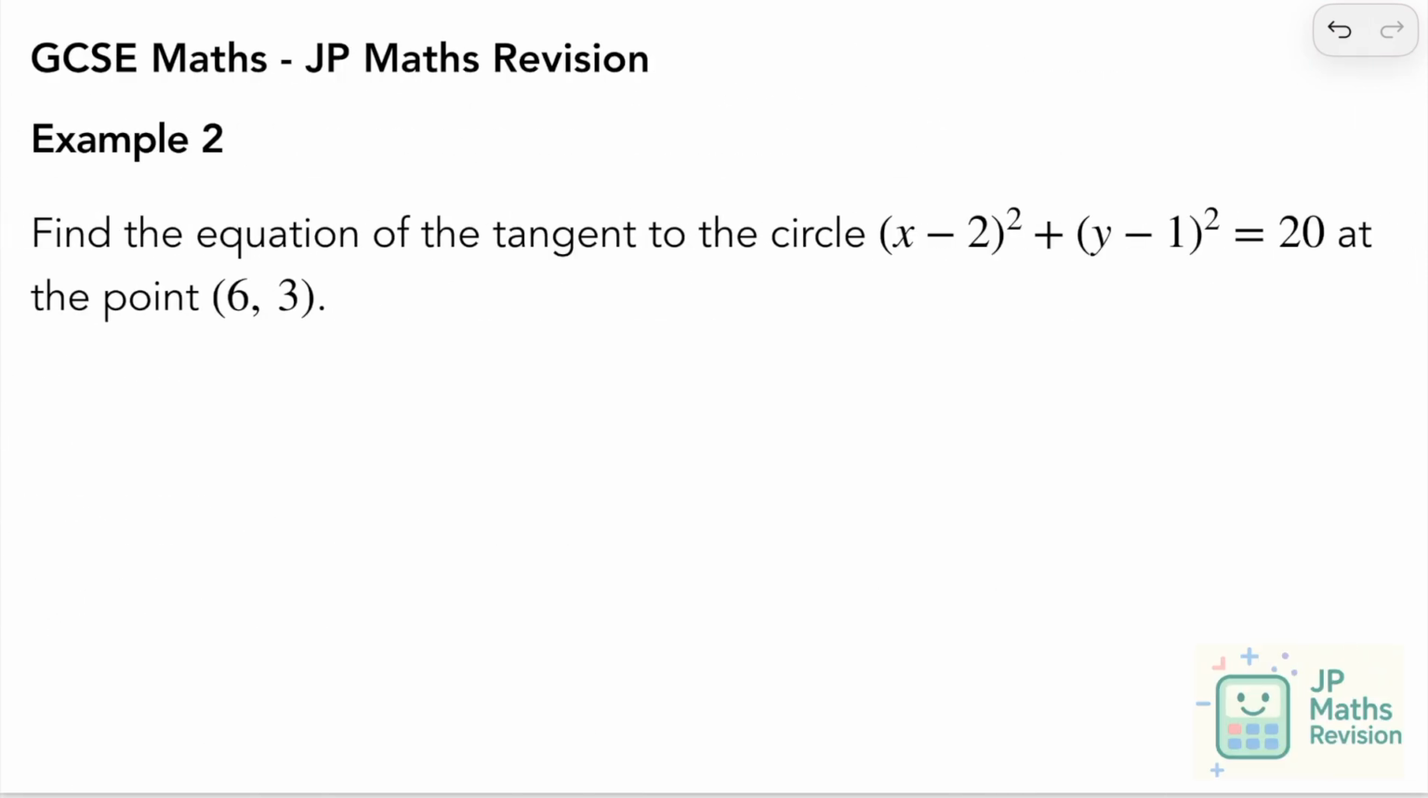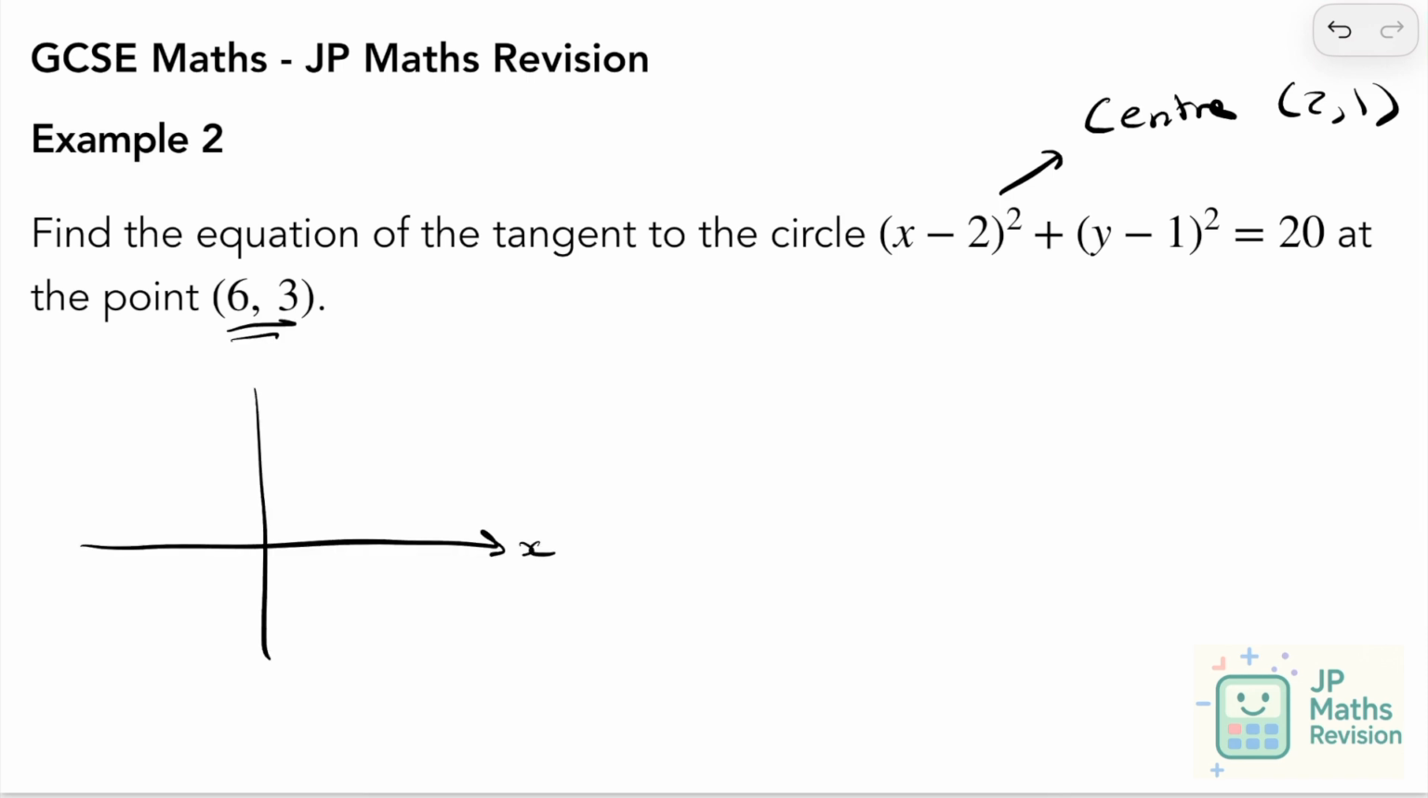Here's another example. It says find the equation of the tangent to the circle (x minus 2) squared plus (y minus 1) squared equals 20 at the point 6, 3. So this circle has a centre of 2, 1, and the radius of this circle is the square root of 20. And we want to find the tangent at the point 6, 3. So I'm going to sketch the graph of the circle. I have x and I have y. Now my centre is at 2, 1, so I'm just going to put 2, 1 over here, and I'm going to draw a circle around it.